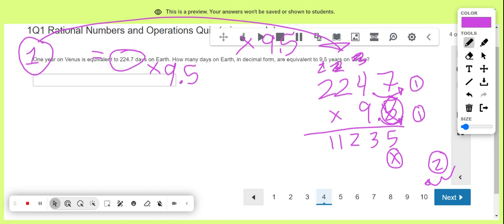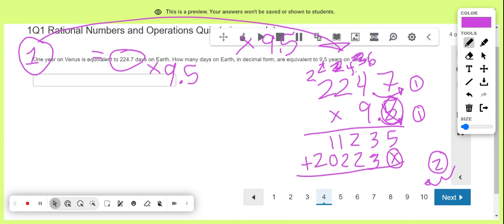So we go to the 9. 9 times 7 is 63. 9 times 4 is 36 plus 6 is 42. 9 times 2 is 18 plus 4 is 22. And 9 times 2 is 18 plus 2 is 20.